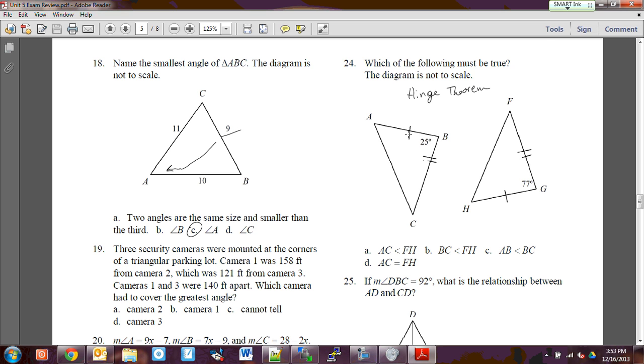But all you have to look at is make sure you have side angle side. Okay, side angle side, side angle side. Our angle is in between our two sides that we're saying are congruent, all right?